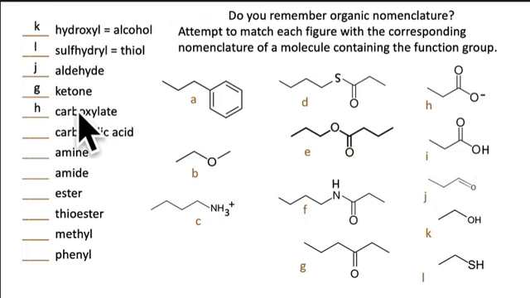A carboxylate has carbon and oxygen, and it actually has two oxygen atoms. The ate means that it is the conjugate base of a carboxylic acid. So a carboxylic acid is a proton donor. Once it donates the proton, it is called a carboxylate.